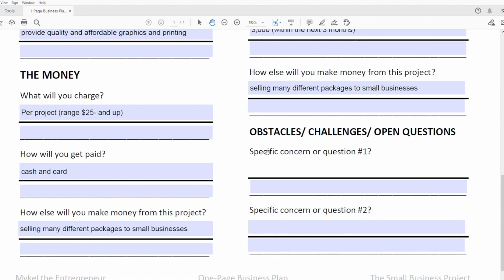So, specific concern or question. I think the biggest thing is turnaround time. Turnaround time is probably the biggest thing, especially with Amazon being the e-commerce giant that it is. Everyone wants their stuff like yesterday. So the biggest concern is, can you get your products out to your customers as soon as possible? And then the second question I think would be quality.